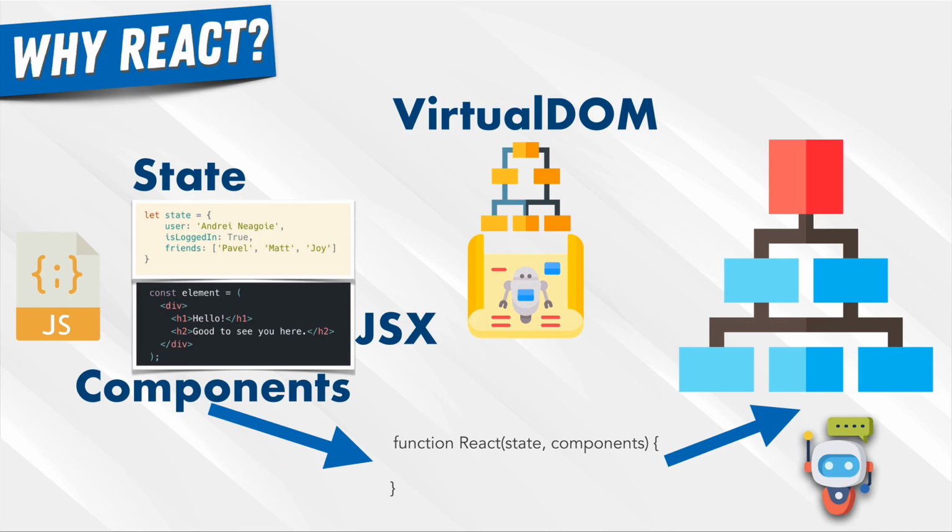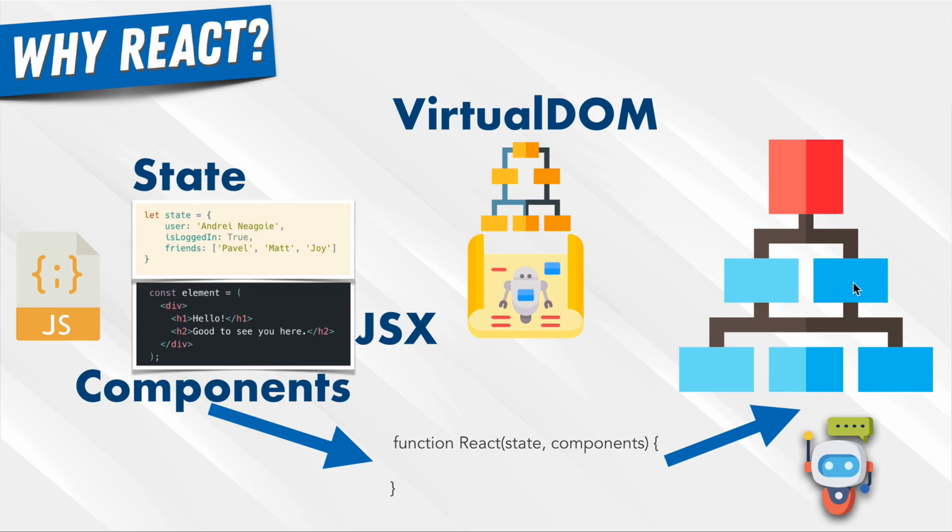Now, this idea of a unidirectional data flow means that anytime we want something to change on our web page, well, the state has to change. That is, the data has to change in our app.